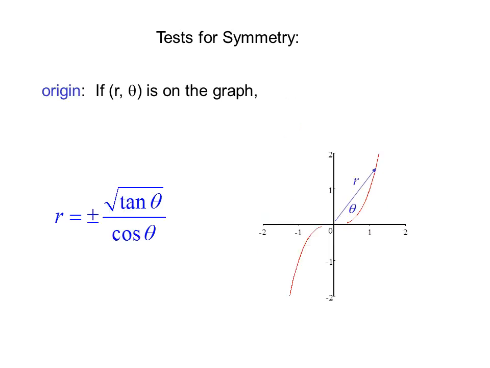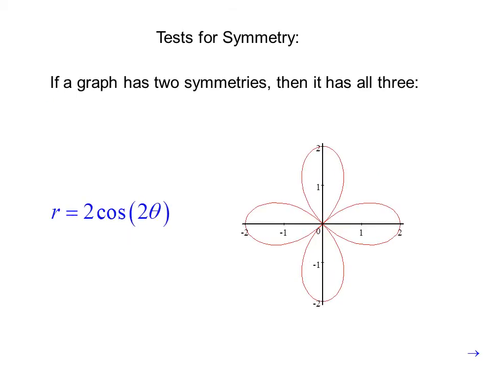Origin symmetry occurs when, if (r, theta) is on the graph, so is (negative r, theta), as in this graph of r equals plus or minus radical tangent theta over cosine theta. Or (r, theta plus pi). If a graph has two symmetries, then it has all three. For example, r equals 2 cosine 2 theta.